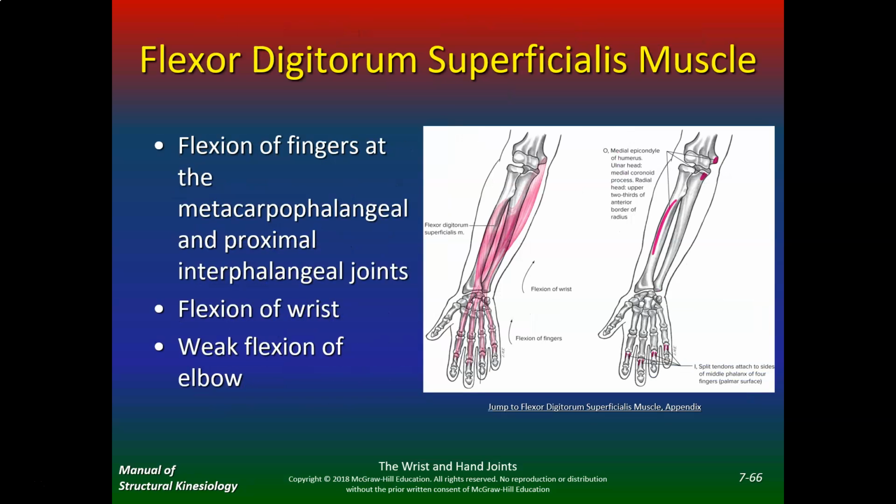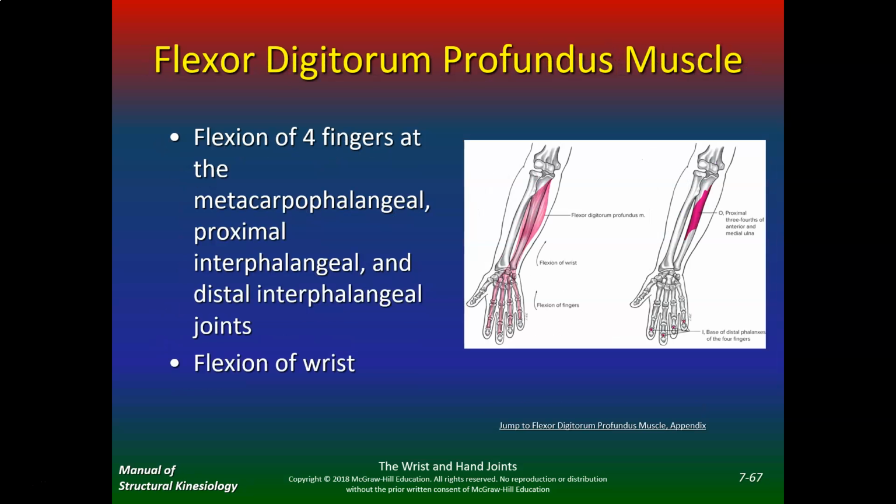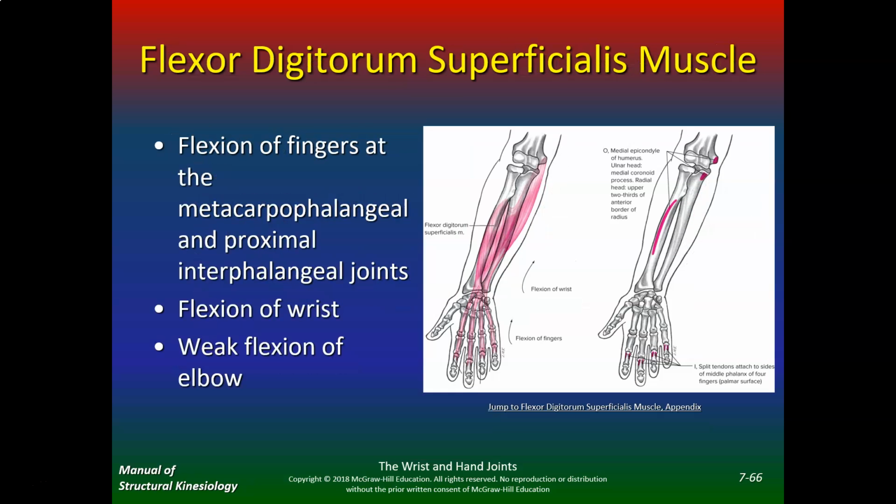Flexor Digitorum Superficialis, FDS, does flexion of the fingers at the metacarpophalangeal and the PIP joints. Flexion of the wrist, weak flexion of the elbow because it's a two-joint muscle. Flexor Digitorum Profundus: flexion of four fingers at the MCP, PIP, and DIP. So Flexor Digitorum Profundus will move your distal fingers as well, flex them. It also does flexion of the wrist, where FDS doesn't go into the DIP joints.